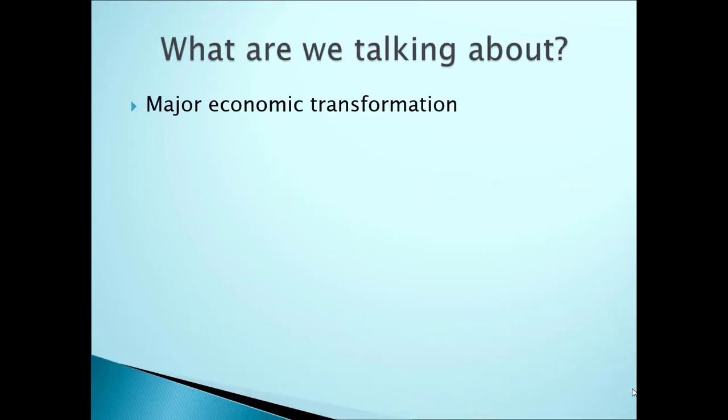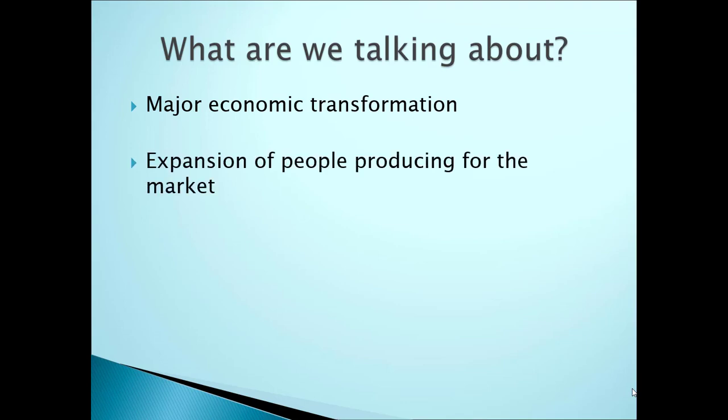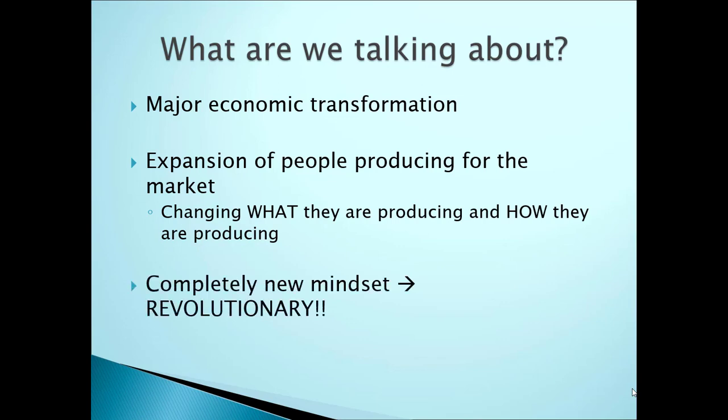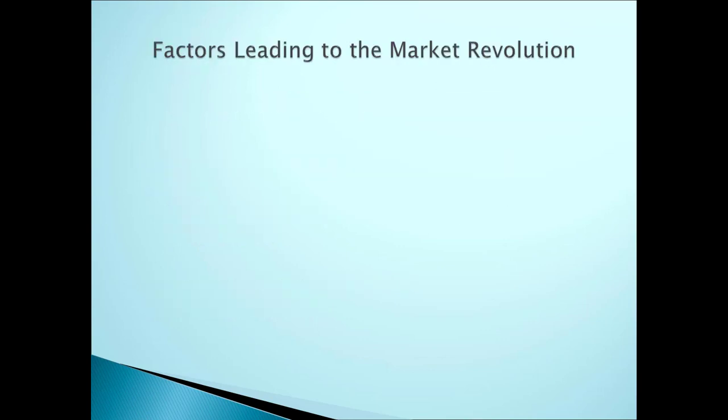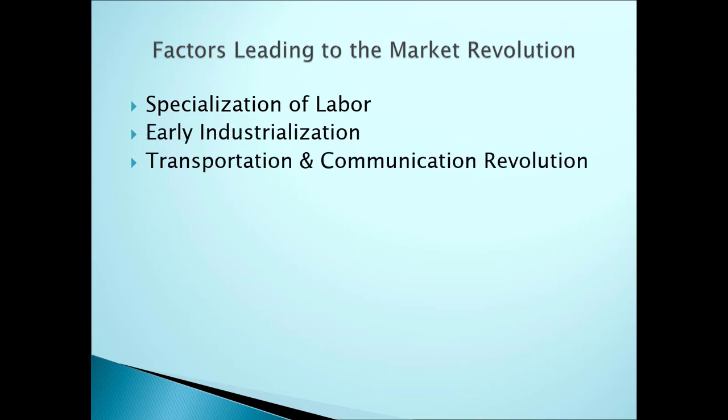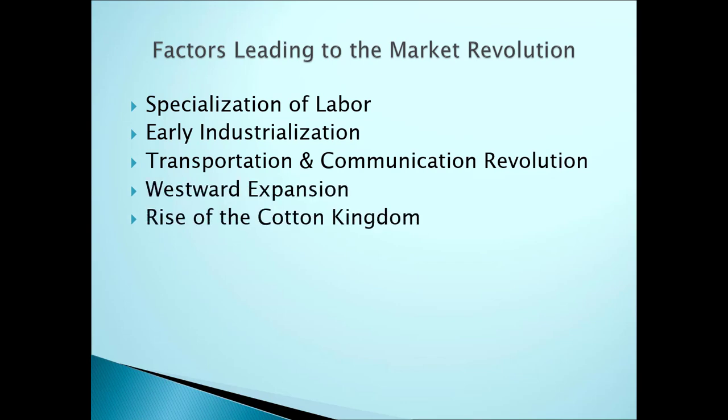So what are we talking about? Major economic transformations, expansion of people producing for the marketplace, changing what they are producing and how they're even producing it. It's a completely new mindset. It's revolutionary. So what led to this? Specialization of labor, early industrialization, transportation and communication revolution, and of course the westward expansion, along with the rise of the Cotton Kingdom, which became known as King Cotton, and immigration and migration.